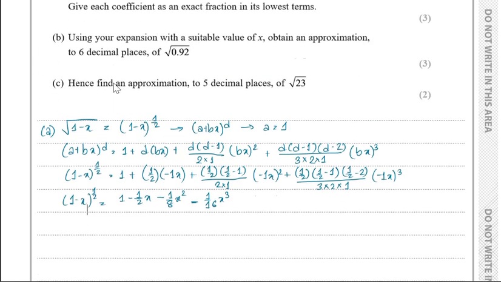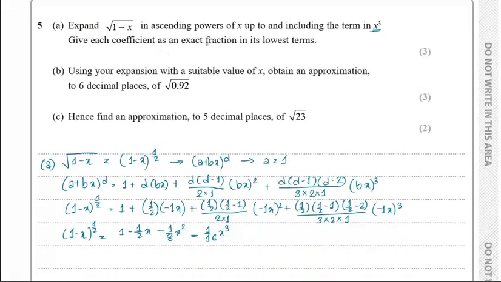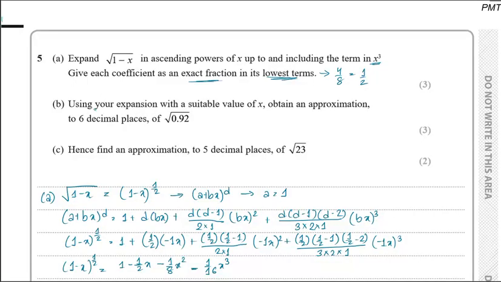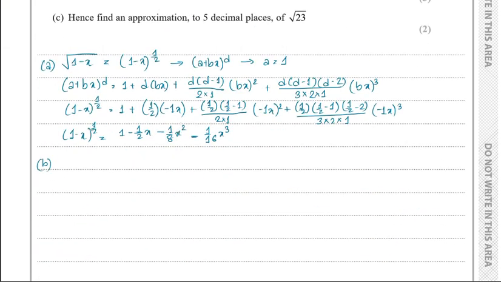I've given the coefficients as exact fractions in their lowest terms, which actually means that if I have a fraction like 4 by 8, then this is not in its lowest terms. The lowest term would be 1 by 2. So they meant that. So for part B, we have been asked to use your expansion with a suitable value of x, to obtain an approximation to 6 decimal places of root over 0.92.